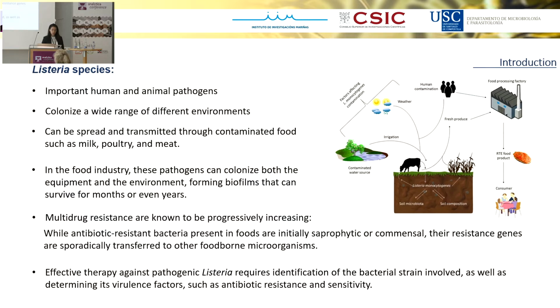Some Listeria strains have multidrug resistances, and these resistances are now increasing, as antibiotic-resistant bacteria present in food are initially saprophytic or commensal, and the resistance genes are transferred to other microorganisms in food. This is why an effective therapy is needed, and also the identification of these strains that are pathogens, as well as determining their virulence factors, such as antibiotic resistance and sensitivities.